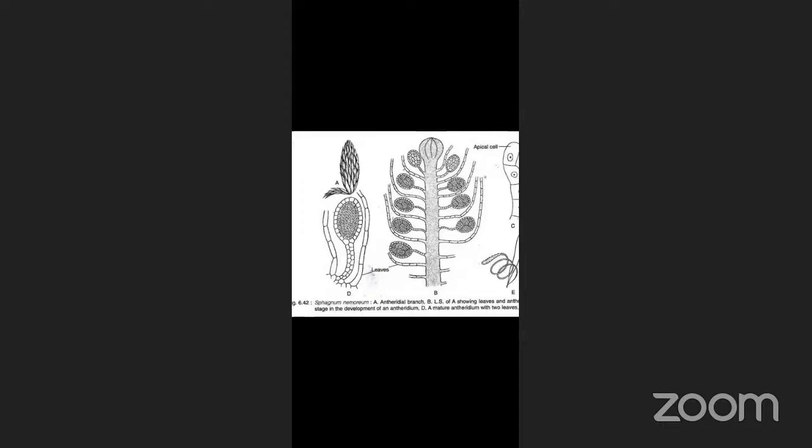In each axil of a leaf, only one antheridium is developed. So this is a leaf, this is the antheridium, one antheridium, just solitary. Leaf and antheridium, leaf, antheridium.